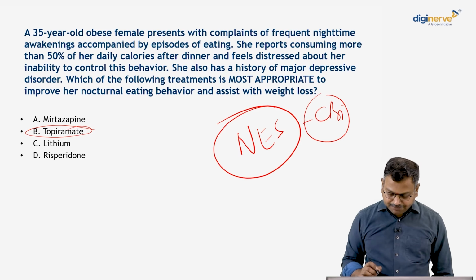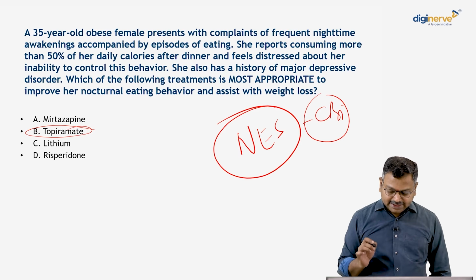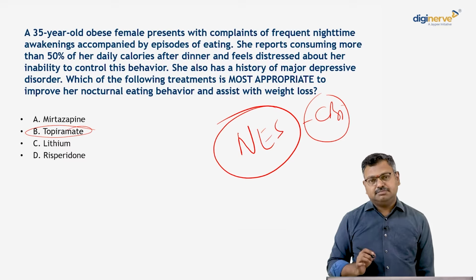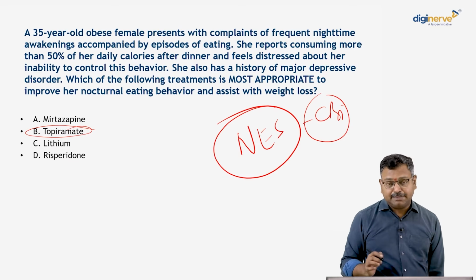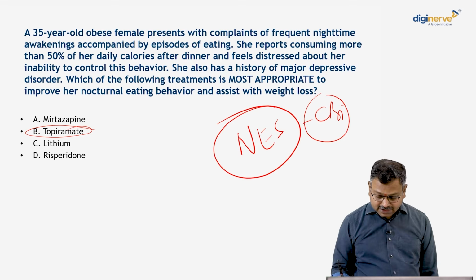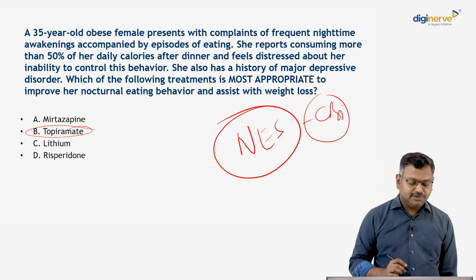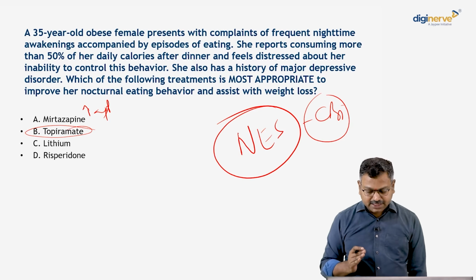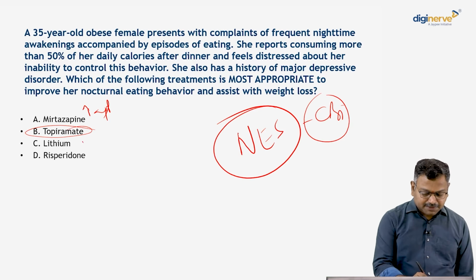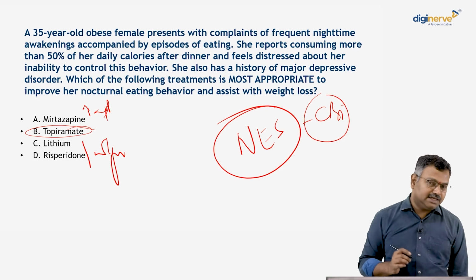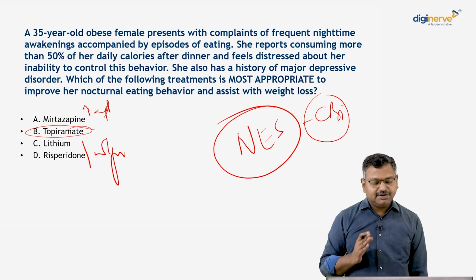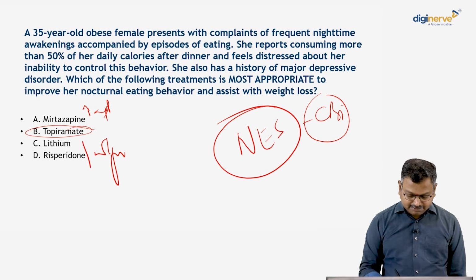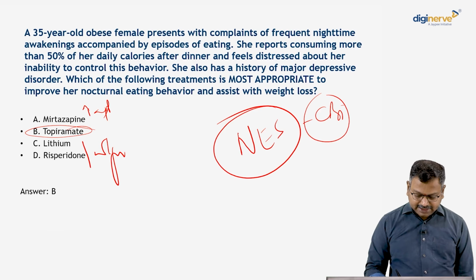So, topiramate decreases the nighttime awakening, and it also has an appetite-suppressing effect, in contrast to mirtazapine, which increases appetite. Lithium has no role, risperidone has no role. Both lithium and risperidone cause weight gain. Mirtazapine also causes weight gain. Here we require weight loss, so topiramate is the best drug for nocturnal eating episodes.